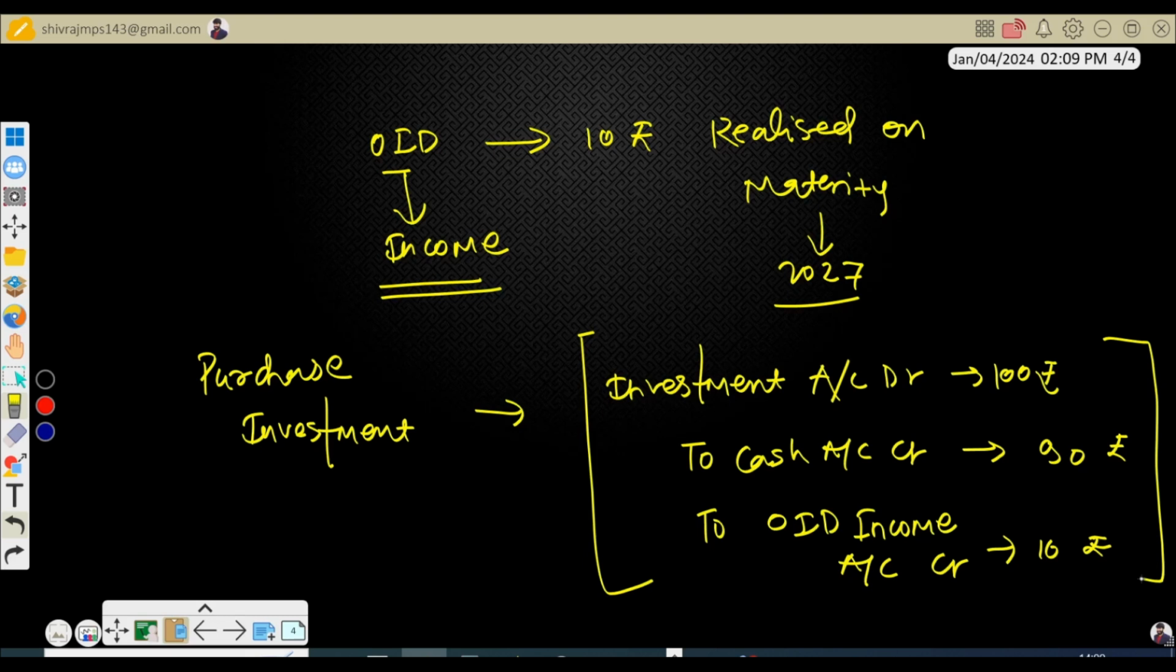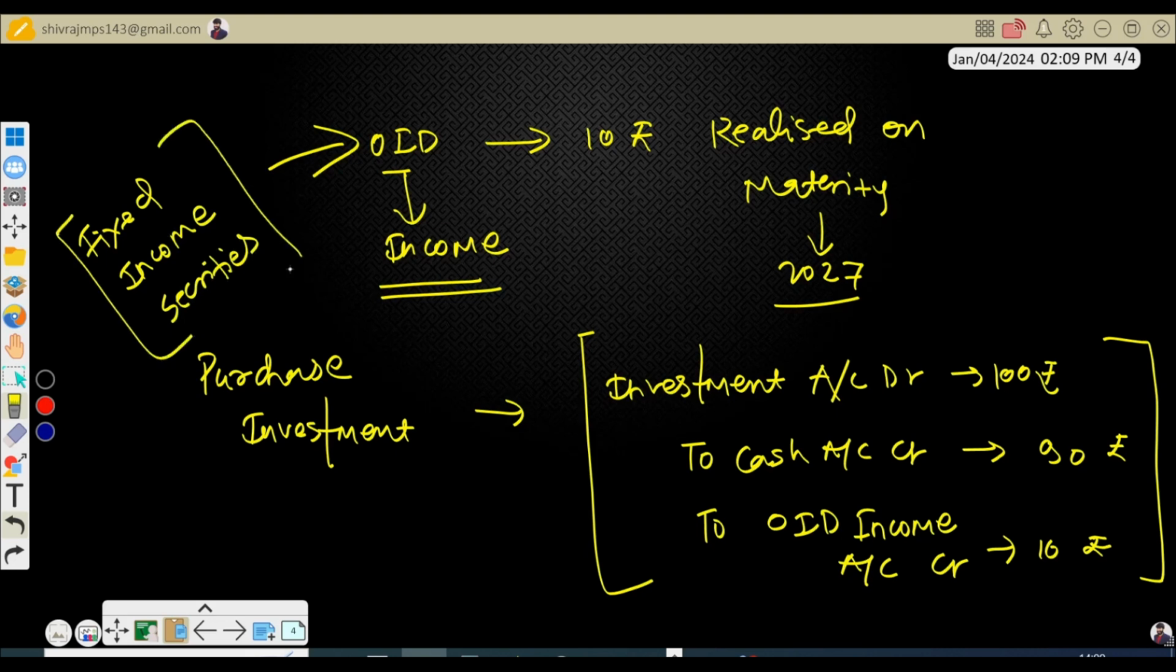In the books of the company, they will treat it as OID fees, which for them is basically an expense. But for investors and funds, that would be income. Income is always recorded on the credit side, and that's how you can prepare this accounting entry in case of OID fees. Now I'm sure you got the idea about what OID fees are and how we record them in the books of account. And as I said, OID fees have a direct connection with fixed income securities, all fixed income securities.